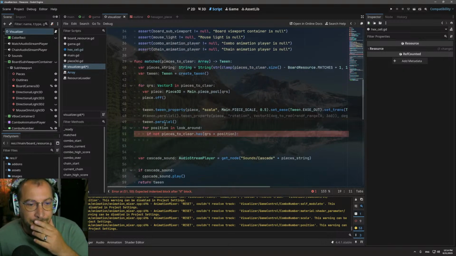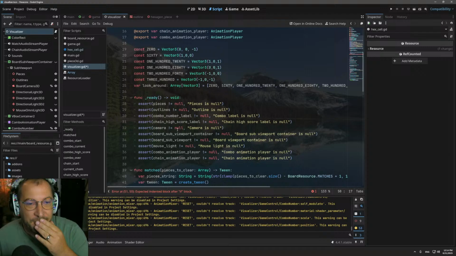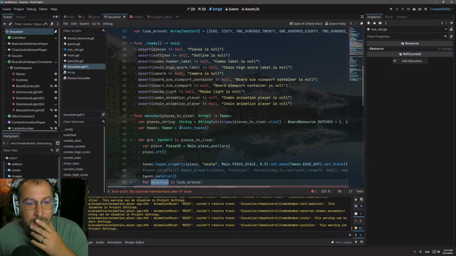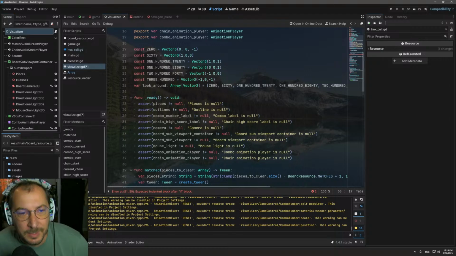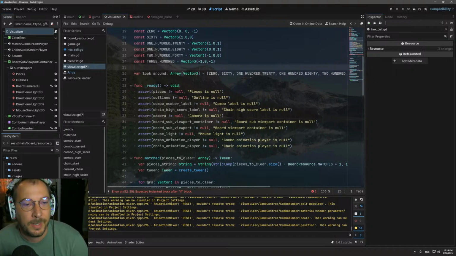How do we determine... if we did it with an enumerator and then we use that as an index lookup, then we can use the enumerator again. So if we made the look around an enumeration, let's try that. So enum look around directions, and then we do these.